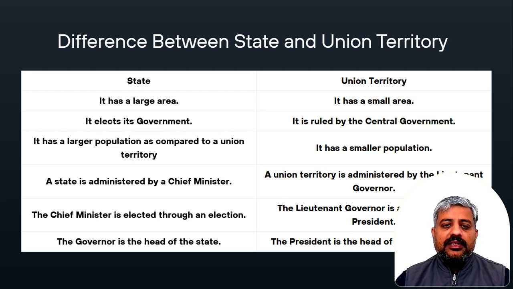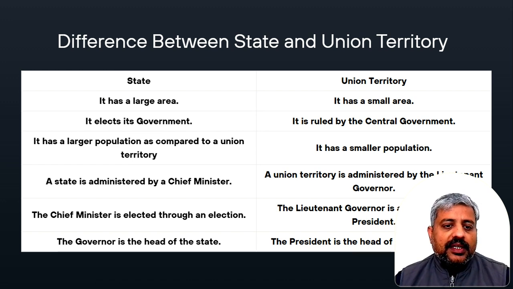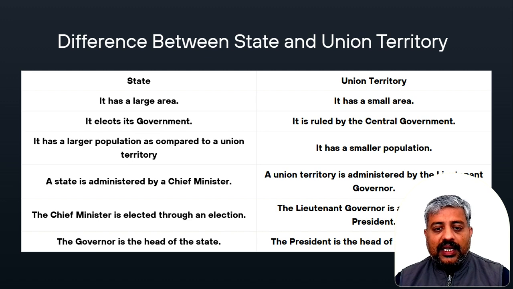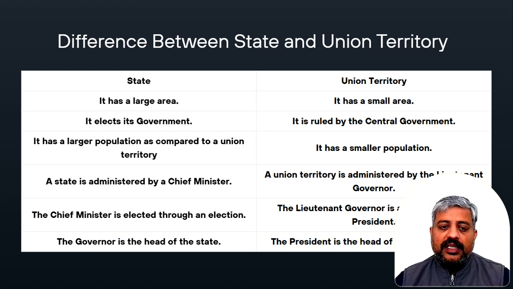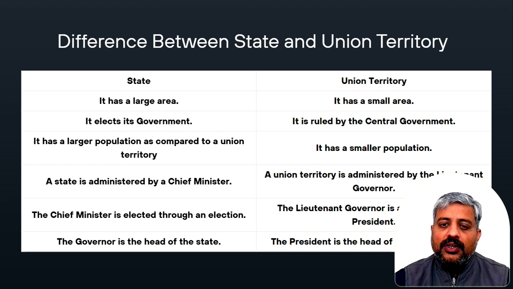A state is administered by a chief minister, while the union territory is administered by the lieutenant governor, who is further appointed by the president. That we'll talk about later. The chief minister is elected through an election. The lieutenant governor is appointed by the president. The governor is the head of the state, and here the president is the head of the union territory. So these are the basic things that you should know.